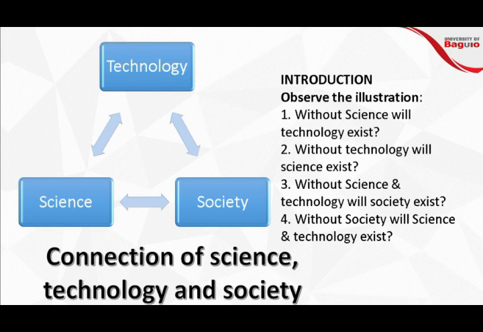Kaya nga, if you try to look at the illustration that I am presenting you, the arrow will represent that there is actually an interdependence and interrelationship of the three. Okay, so the three are depending on each other. At the same time, there is a connection or relationship of the three. Makikita natin, as we go on to the different chapters, how science and technology is influencing society. At the same time, society is also influencing the development of science and technology.